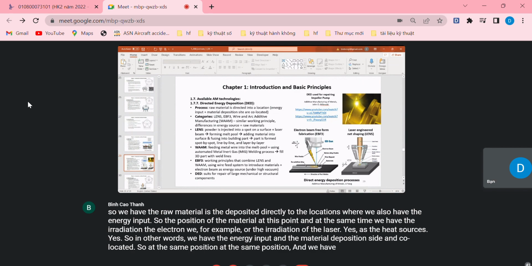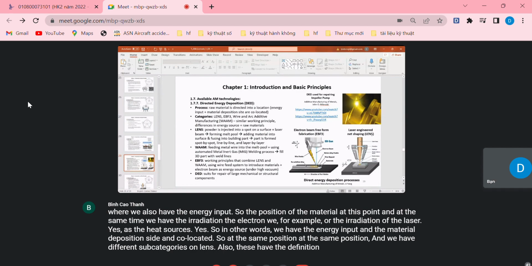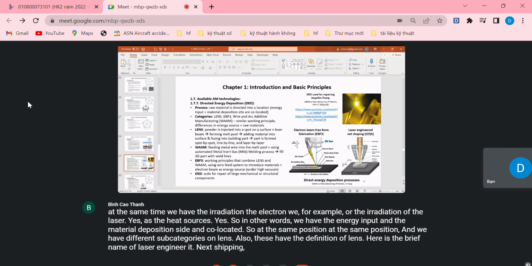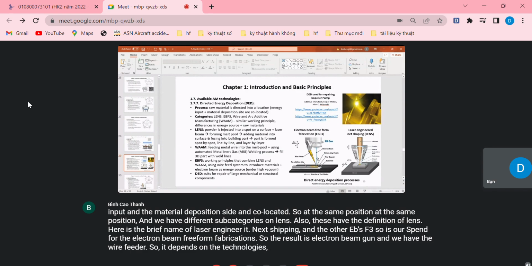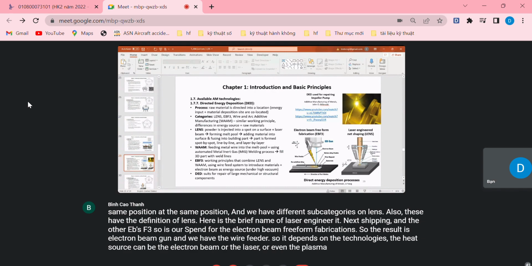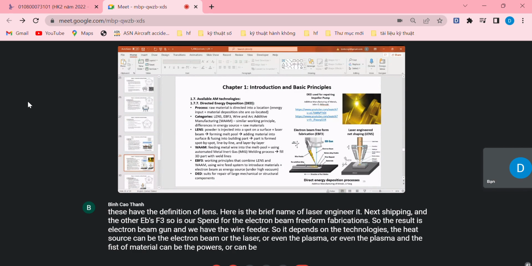And we have different subcategories called LENS. Also, we have the definition of LENS here. It is the brief name of laser engineered net shaping. And the other, EBF3, stands for electron beam freeform fabrication. So the heat source is an electron beam gun, and we have the wire feeder. It depends on the technologies. The heat source can be the electron beam or the laser, or even the plasma, and the feedstock material can be the powders or can be wire.